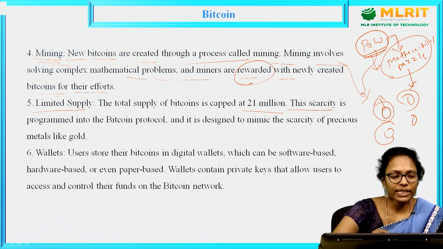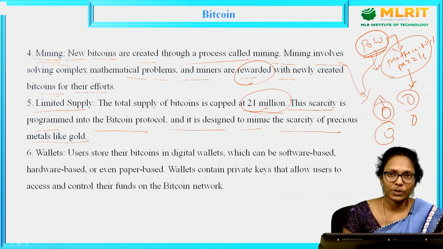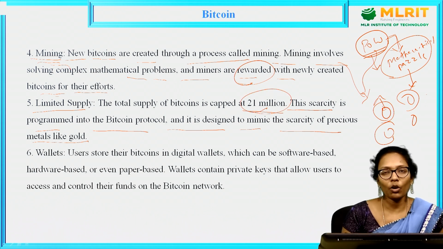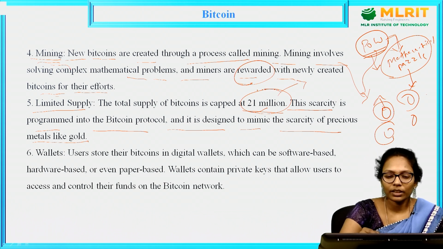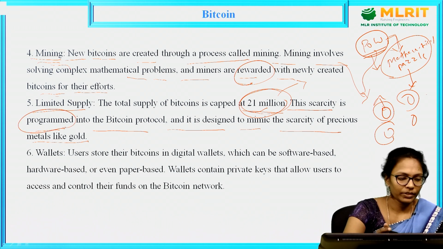This scarcity is programmed into the Bitcoin protocol, as it is designed to mimic the scarcity of precious metals like gold. So here they have limited the supply of bitcoins to 21 million. Already we have released these many bitcoins. After reaching the total amount, there is no new birth of bitcoin. They have programmed the technology like that.